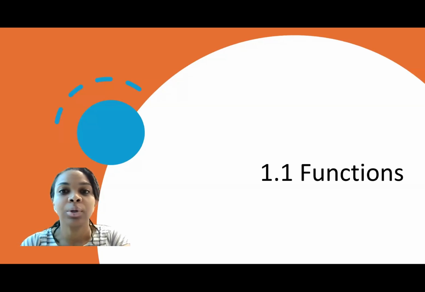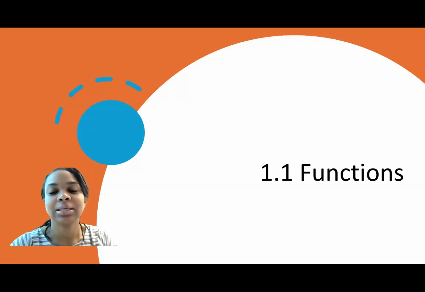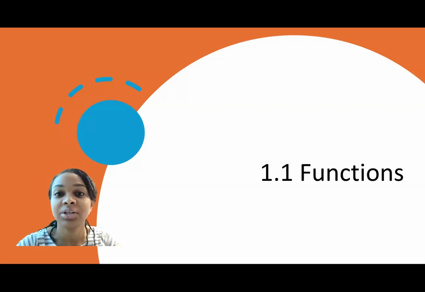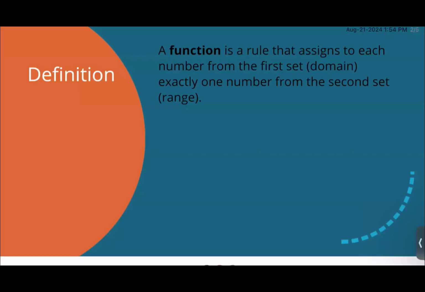The topic of chapter 1 is functions and lines. So first section, we are starting with functions. The definition of a function is a rule that assigns to each number from one set exactly one number in another set. So it's a relationship between two quantities with the extra condition that one thing from the first set is paired with exactly one thing from the second set.